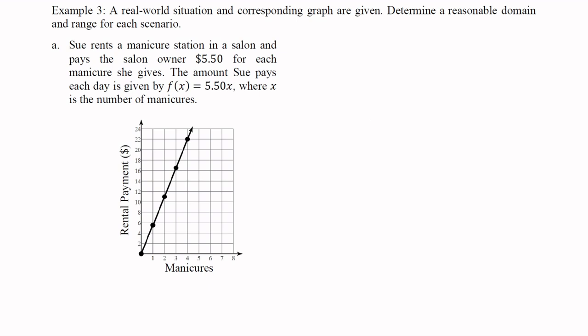Okay, so now we are going to determine what a reasonable domain and range are. Well, remember, this is a service that she is providing, and for each manicure, she has to pay $5.50. She can't give half a manicure and pay half of the amount. So here we have discrete points plotted on the graph, but we have a line through those discrete points to show you that the trend will continue upward as she continues to give more manicures. So in this case, the domain is 0, 1, 2, 3, and then you can indicate it goes on forever using 3 dots. And our range is 0, 5.50, 11, 16.50, and so on.